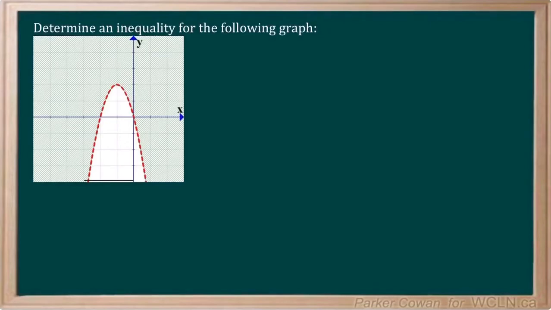Determine an inequality for the following graph. Alright, so the first thing we want to do is find the equation for this parabola. So our equation is y equals a(x minus h) squared plus k.